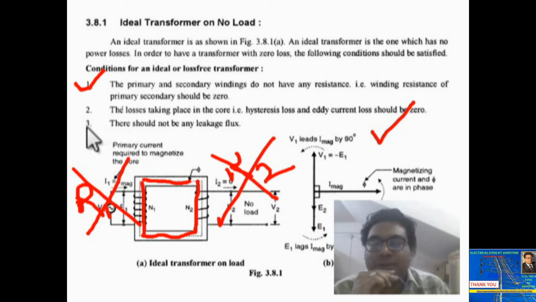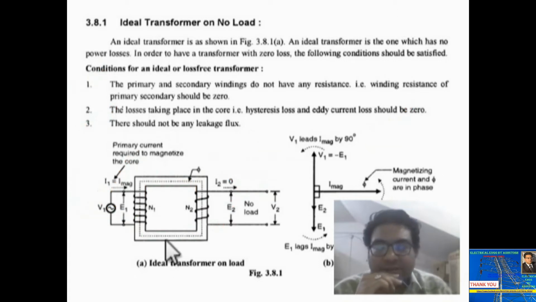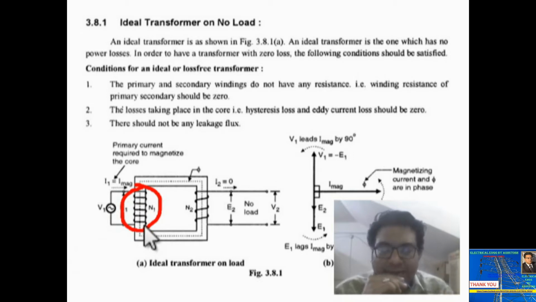And third point, see, there should not be any leakage flux. So guys, 100% mutual flux will be there. Okay, whatever flux will be induced from primary, the entire 100% flux will be linked up with the secondary winding, with this winding, and there will not be any leakage.